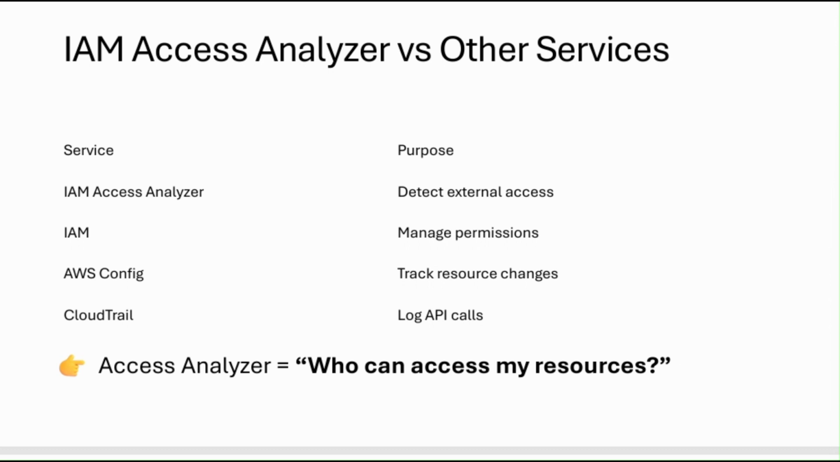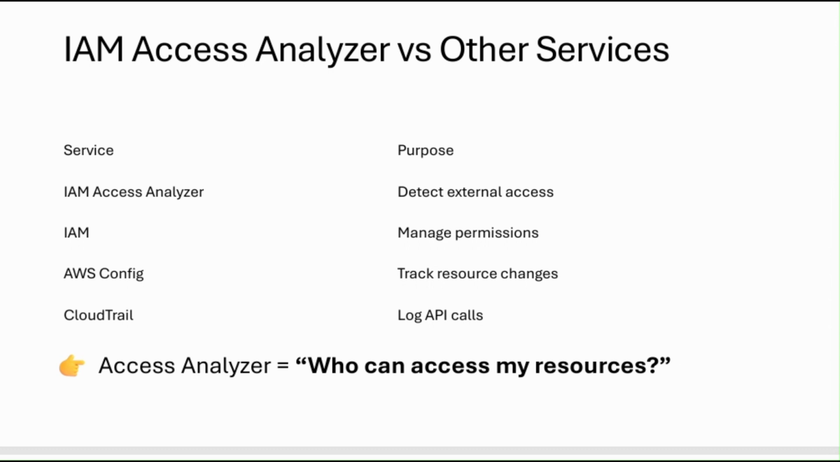Service 3, AWS Config. AWS Config tracks resource changes. For example, if you change your S3 bucket policy, AWS Config records this change. It is about tracking changes. Service 4, CloudTrail. CloudTrail logs every action taken in your AWS account. It records who did what, and when they did it. It is about logging actions.